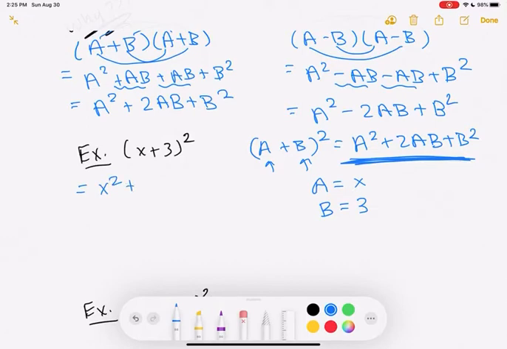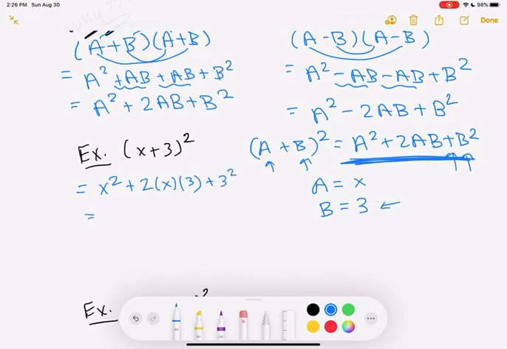Then you're going to put a 2 because that's what the rule says. And we know where that 2 comes from because it was those 2 ABs, right? So plus 2 times your A times your B. So I'll go ahead and put those in parentheses, x, and we said b was 3. And then it says in our rule here, then we're going to do a plus b squared. So plus b was 3, so 3 squared.